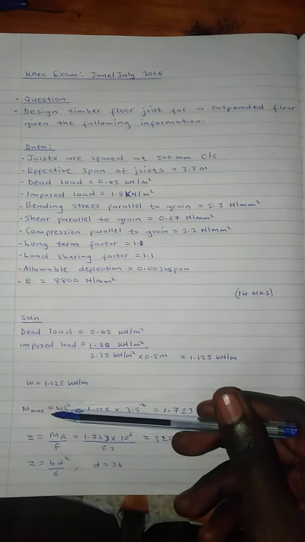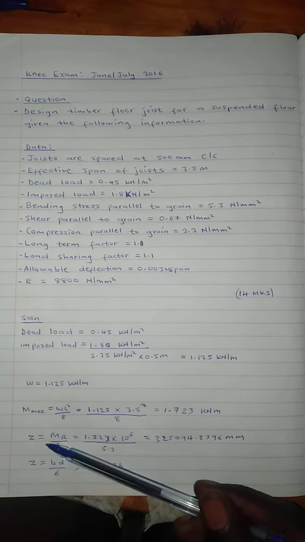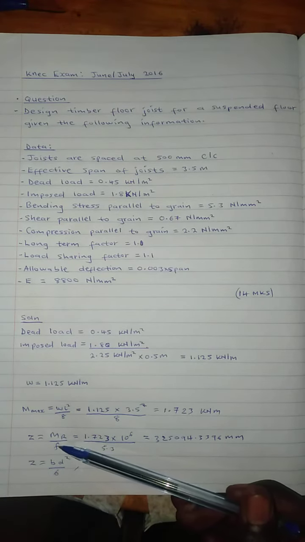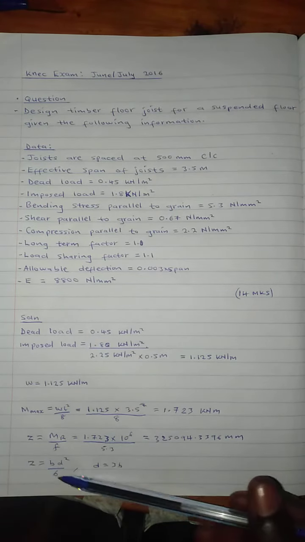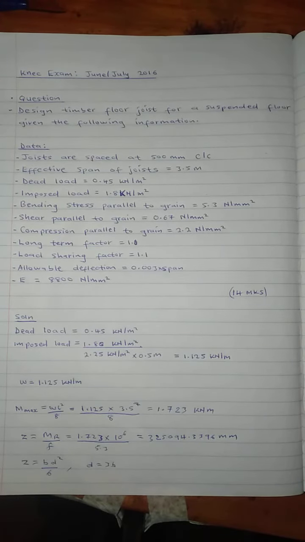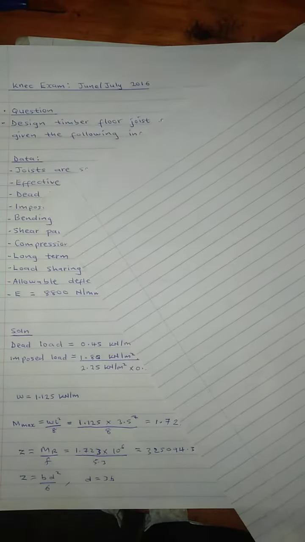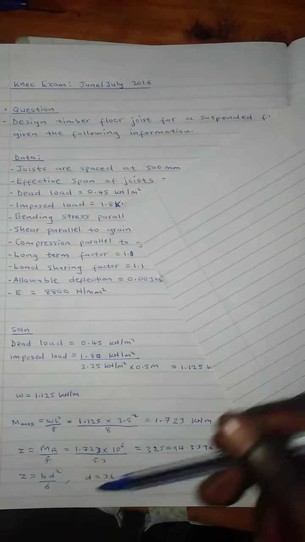Then I use that one to calculate the maximum bending. After that, I use this formula that says Z is equal to maximum bending over the grade stress. So I find here, and then we have this one. In this question, we have not been given the depth to breadth ratio. So we have to assume it is 3. So let's continue. We will equate this one to this.